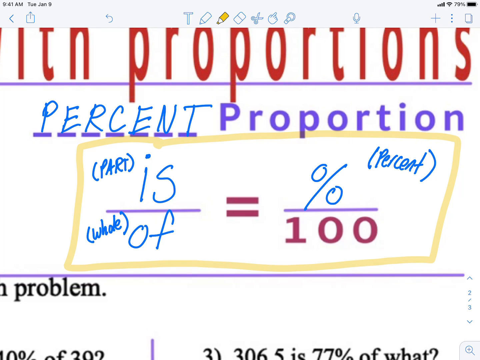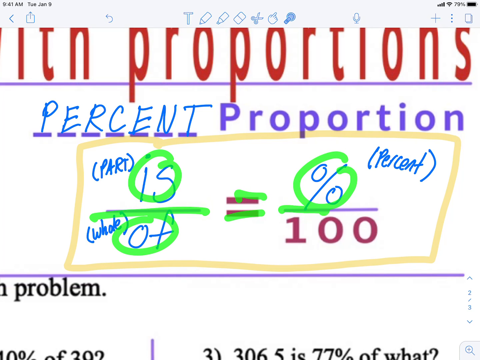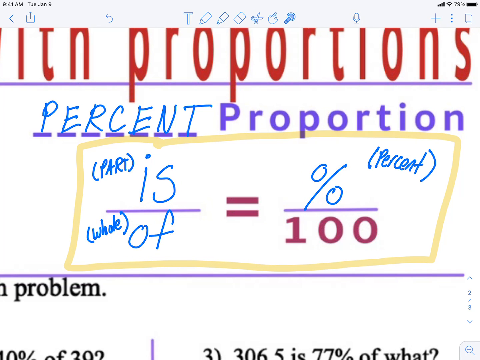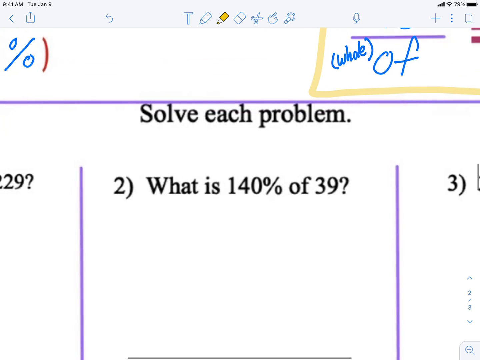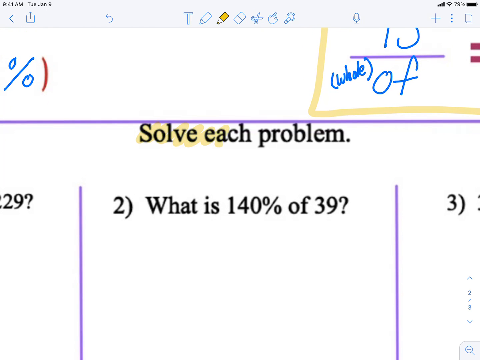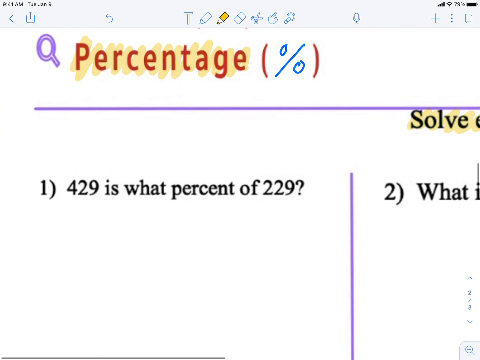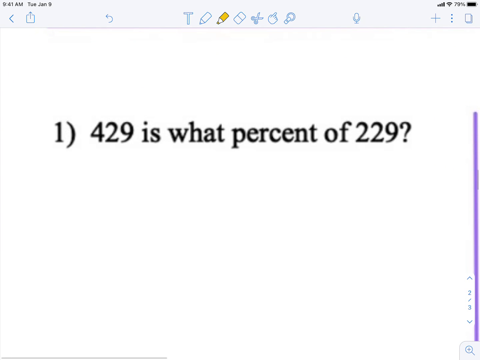So, is over of is equal to percent over 100. Okay? So we're going to identify these parts in the questions below. First, instructions always. The instructions say, solve each problem. Let's go to number 1 here. So let's identify our parts.